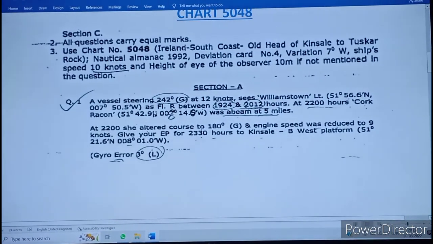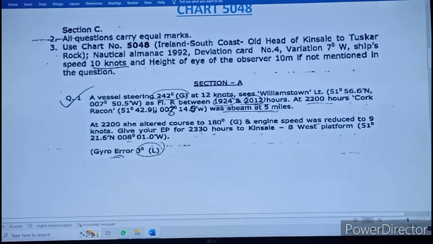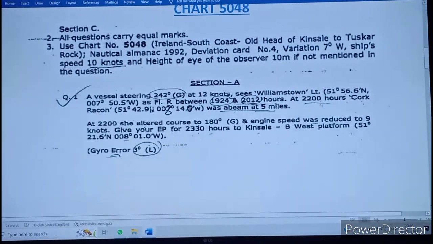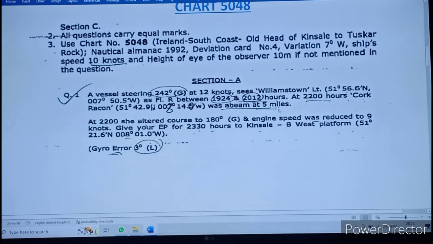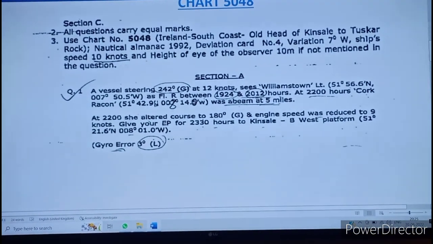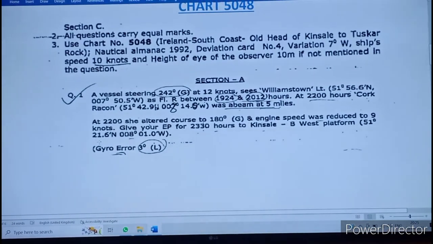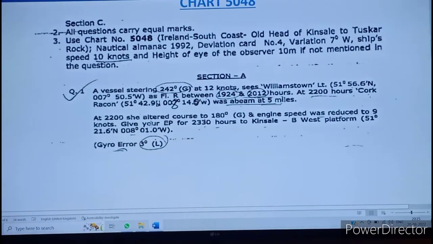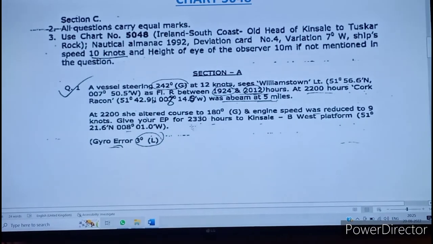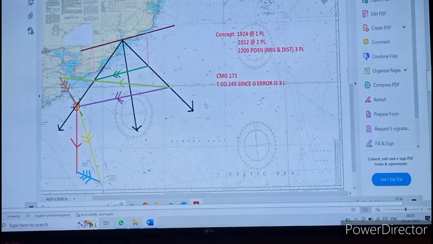We have one lighthouse with two position lines, 1924 hours and 2012 hours, because we get the sector. And at 2200 hours, Cork Reckon was abeam at 5 miles. So we have one position. So this is a three-point bearing question, combined with this question. At 2200, the ship altered course to 180, engine speed was reduced to 9. Give your estimated position at 2330 hours to Kingsell B West platform. So let's see how we approach this question.